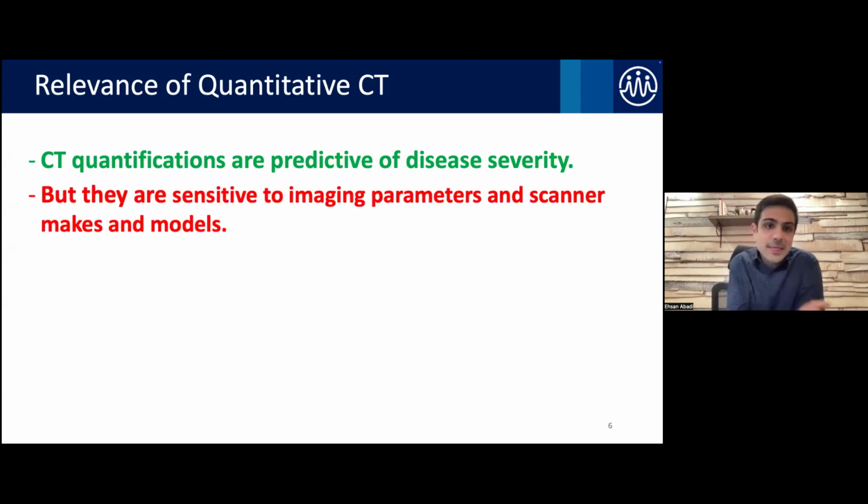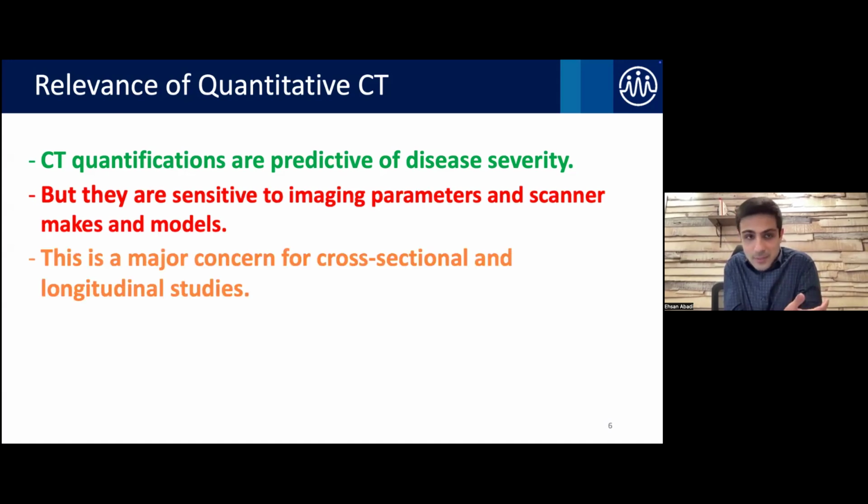The challenge is that CT imaging is often sensitive to parameters and scanner makes and models. Which means that when you're quantifying data, depending on what scanner or what parameters you're using, those numbers might be different. That would be a major concern for both cross-sectional and longitudinal studies. In cross-sectional studies, not every hospital would use the same protocol. And in longitudinal studies, the technology would change. So that's a huge concern.